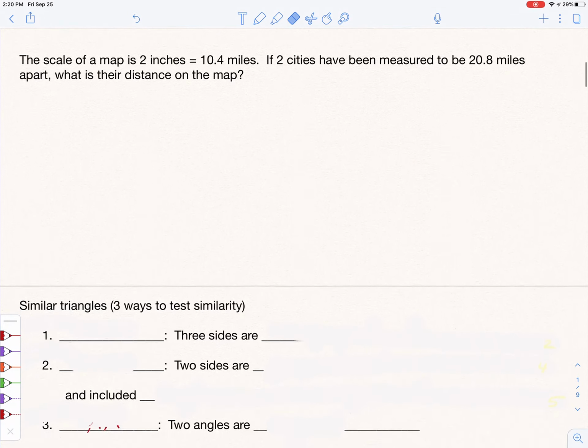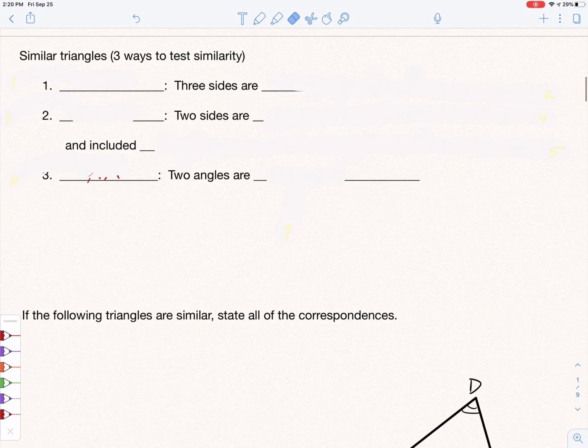Now go on down in your notes: three ways to test similarity for triangles specifically. The first method is that we can test using side, side, side. What this says is that three sides of a triangle are proportional to three sides of another triangle. I didn't write all of that out, but that's the gist of what it says. Three sides of one triangle are proportional to three sides of another triangle.